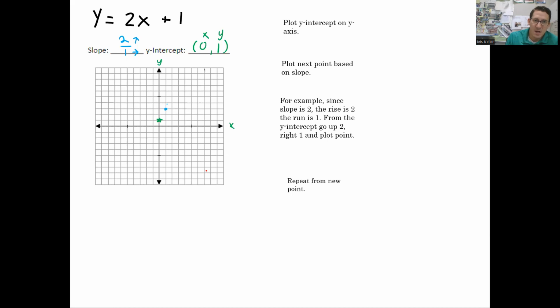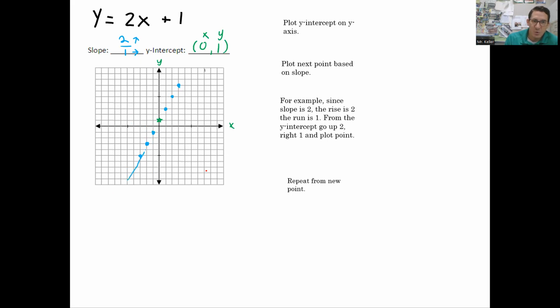And then I'm going to do it again, up 2, right 1. I can do that as many times as I want. 2 or 3 is fine. You can also go in the opposite direction. So if I go back to the starting point, I would go down 2, left 1. You have to go opposite in both the rise and the run. You can do as many spots as you want there, down 2, left 1, down 2, left 1.